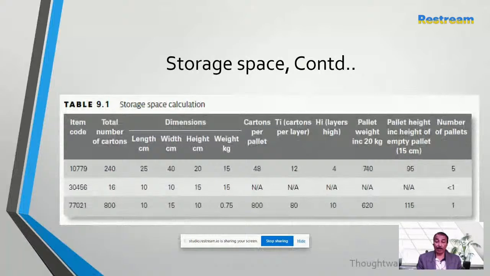Then cartons per pallet; we also use the term T high. T high is nothing but cartons per layer and how many layers high. So all this data or design thinking should come in the initial stages. Then pallet weight, pallet height, and the number of pallets. Based on this, finally you arrive at the number of pallets for each of the SKUs.